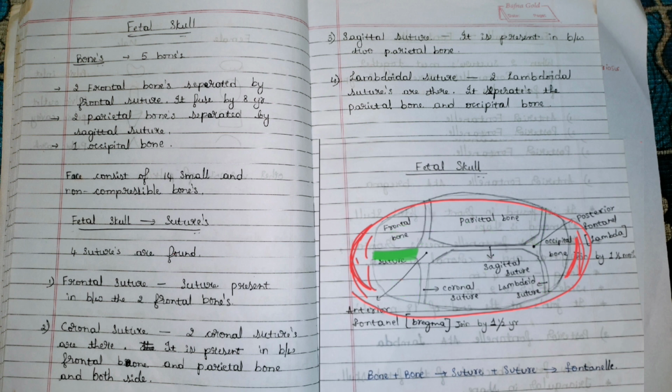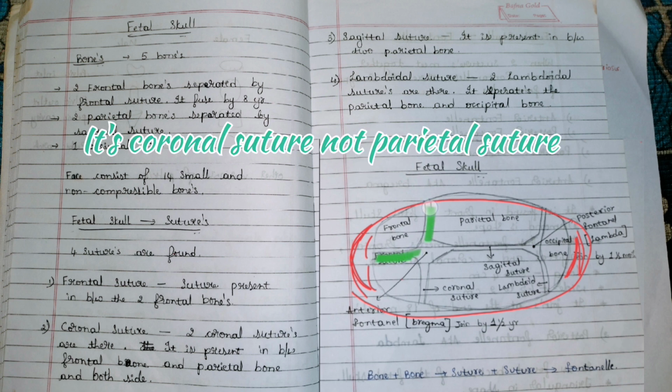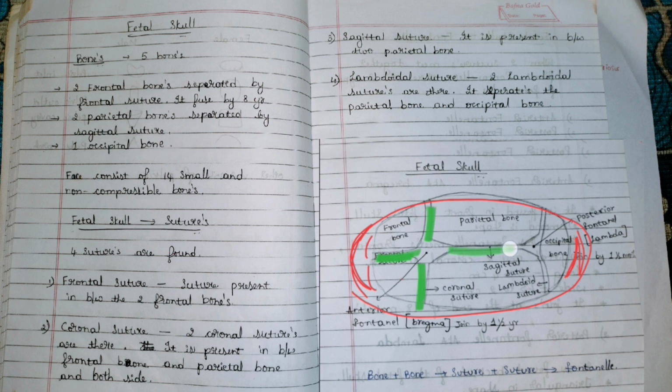Those are the frontal suture, coronal suture, sagittal suture, and lambdoidal suture. These are the 4 sutures which are present in the fetal skull.